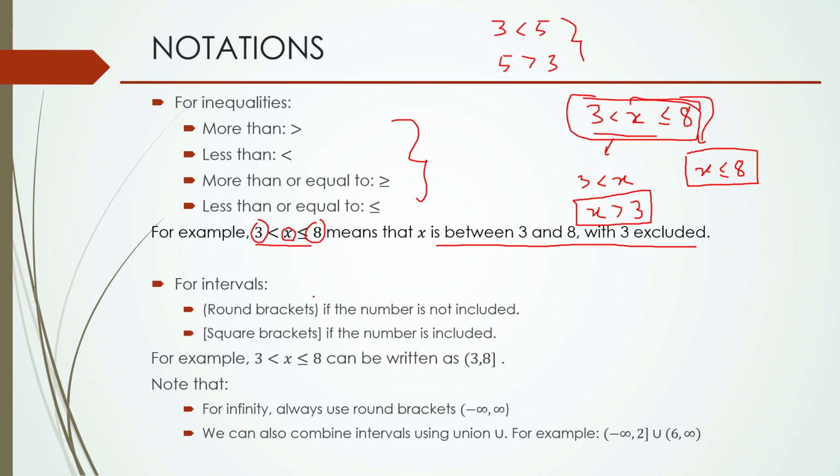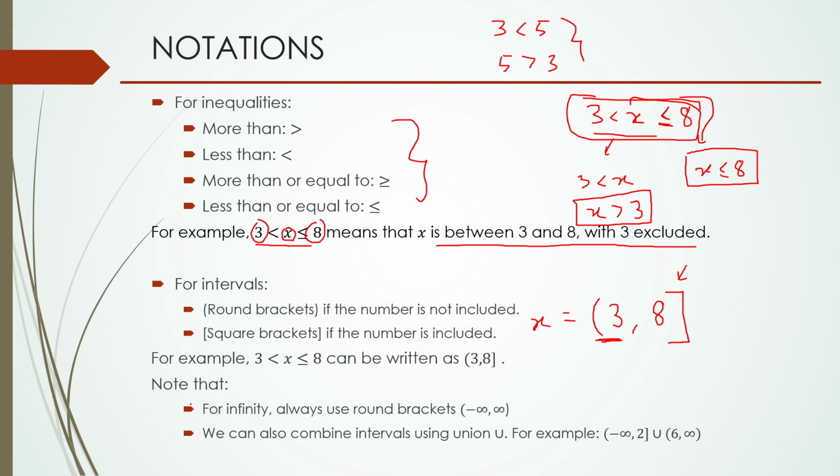Right, for interval, use a round bracket if the number is not included, and a square bracket if the number is included. So you can write the inequality like this. If you don't want to include 3, we use a round bracket: round bracket 3 and 8. Since 8 is included, because we have less than or equal to over here, we use a square bracket on the 8 side. So this means our x is between 3 and 8, but 3 is not included.